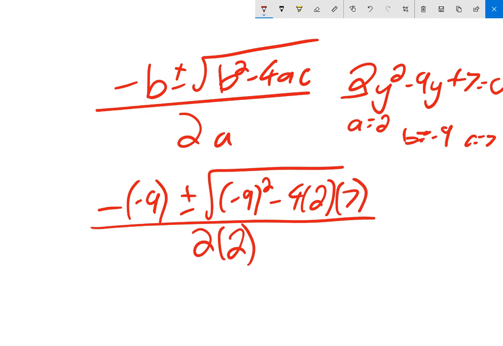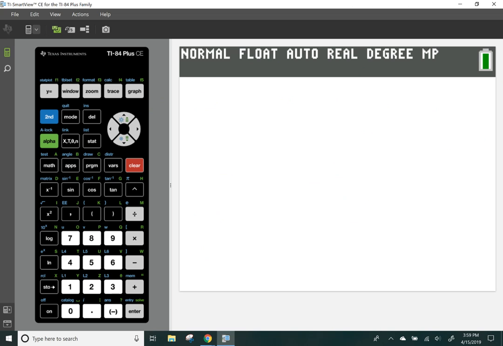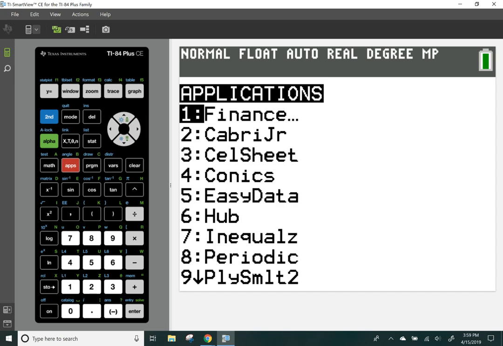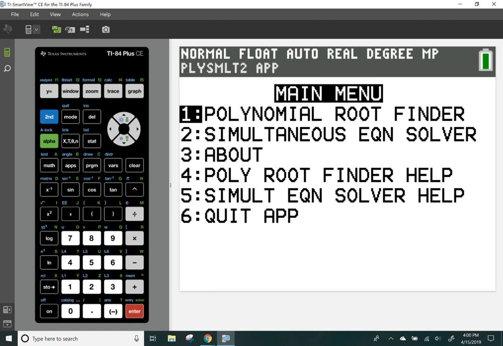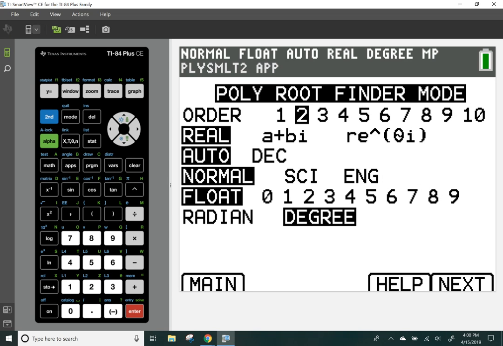Okay, now let me show you real quick how you can do this on the calculator. So if you go to apps, there are programs for this, but apps is where we're going to go. And you find the PolySmlt 2 app, which is the 9th one on this list here for me. There, okay. You're going to use the polynomial root finder. Because we have a polynomial, this thing will work if you're ever trying to solve for roots or solutions to any polynomial, whether it's a quadratic that's squared or a cubic function that's the 3rd power or the 4th power, etc.